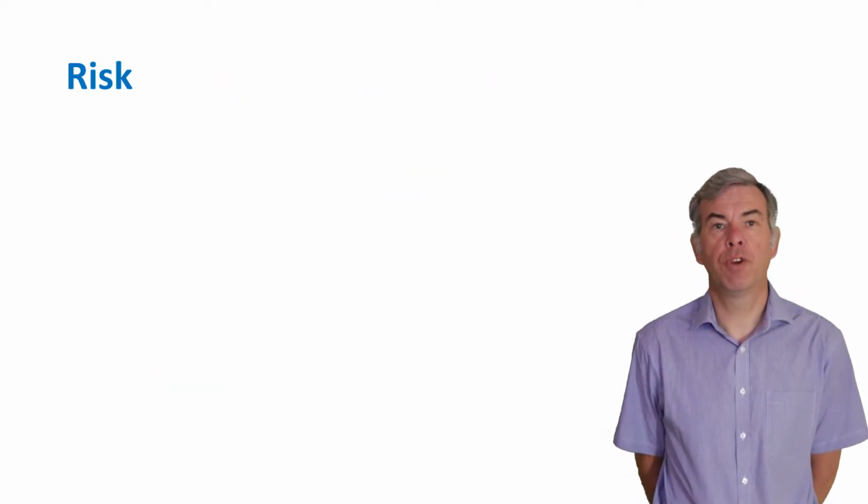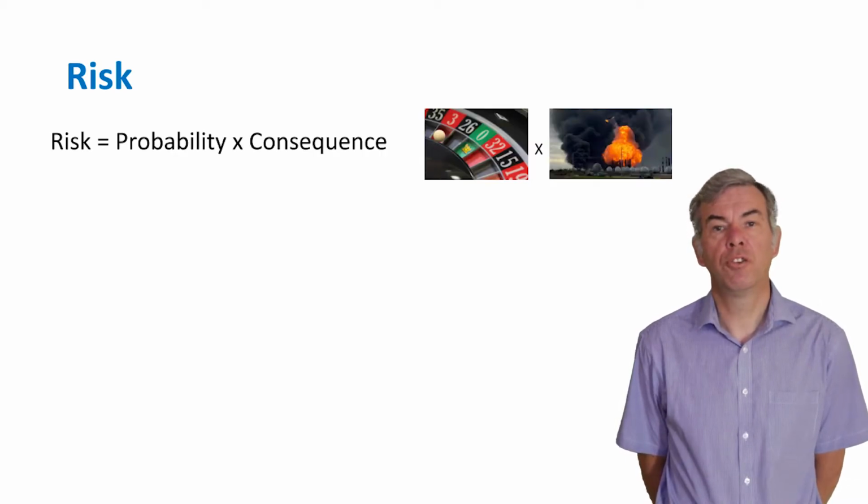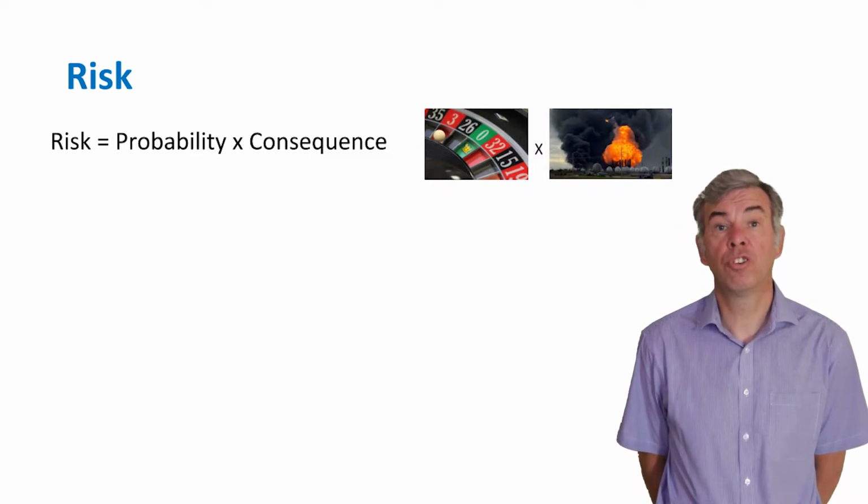So what do we mean by risk? Well, the very simple mathematical definition of risk is as follows. Risk is probability times consequence. A better definition is that risk is the combination of the probability of some event occurring during a particular time period and the consequences, which are usually negative, associated with that event.